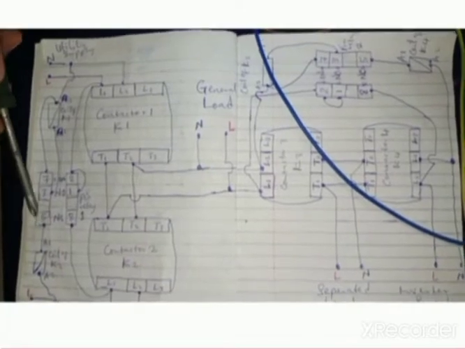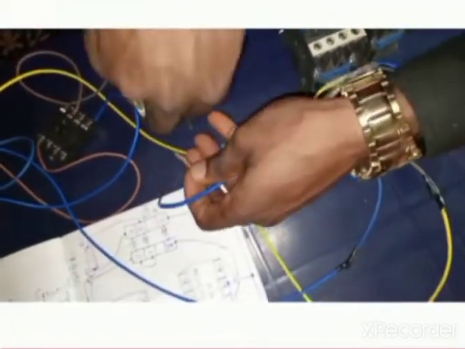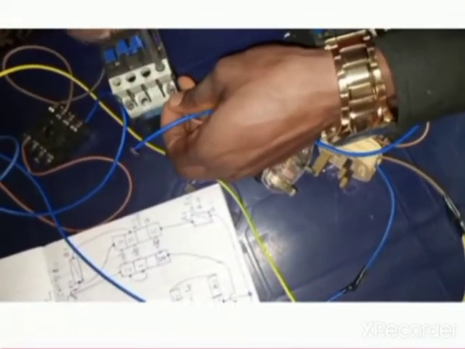Alright, looking at the diagram again, you see that we have connected the utility side. Let's connect the generator side. Looking at the generator side, you see that the supply of the generator goes to L1 and L2 of contactor 2. So this is the supply of the generator, and this is contactor 2. So I'm connecting to L1 and L2 of contactor 2.